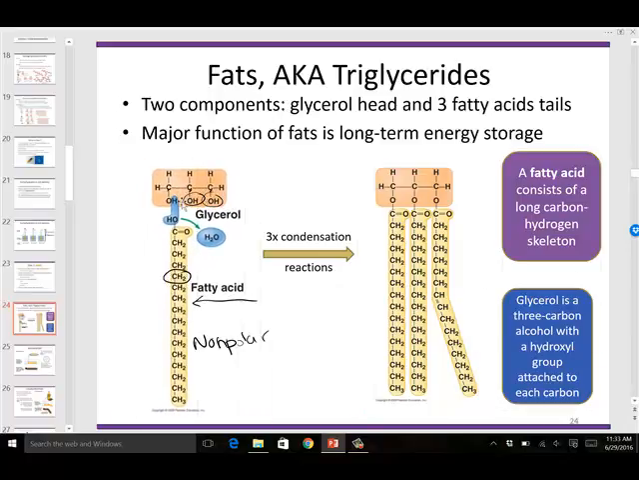And then we attach a fatty acid tail, one fatty acid tail to each hydroxyl group on the glycerol head, okay? And the fatty acid tail, if we look at it, it is, again, mostly nonpolar. We take the OH from the end of the fatty acid tail, the H from the hydroxyl group on the glycerol, we take out water, and in that enzymatic reaction we join the fatty acid tail to the glycerol head. Do that 3 times and you got yourself a big old fat.